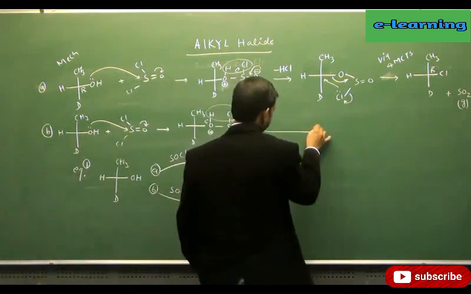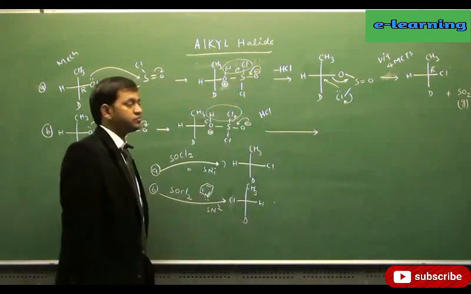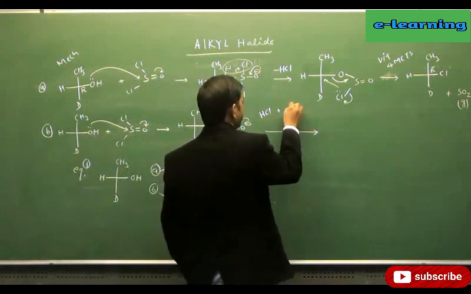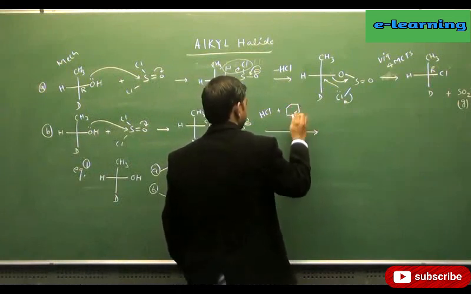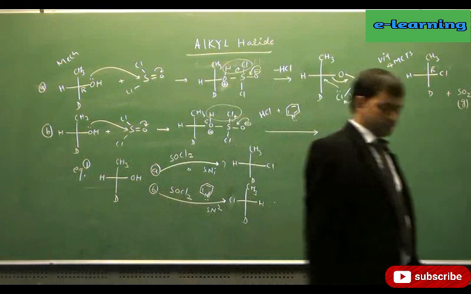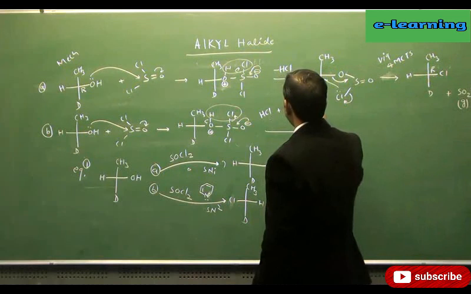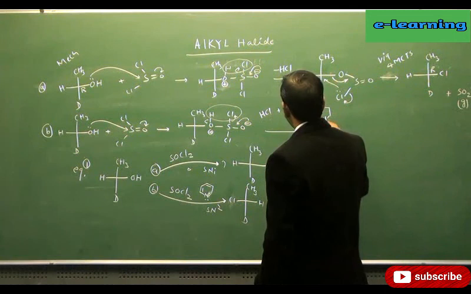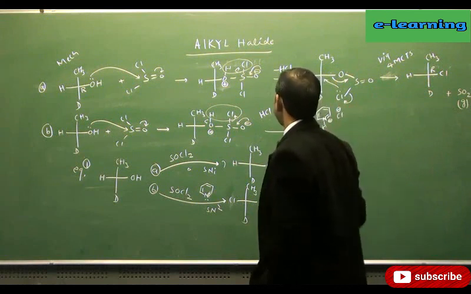It is removed in the form of HCl, but this HCl reacts with the pyridine which is present in our reaction mixture. So an immediate acid-base reaction takes place. This is the acid, and pyridine acts as a base. It gives pyridinium chloride. So it does not escape out of the reaction mixture; it gives pyridinium chloride.